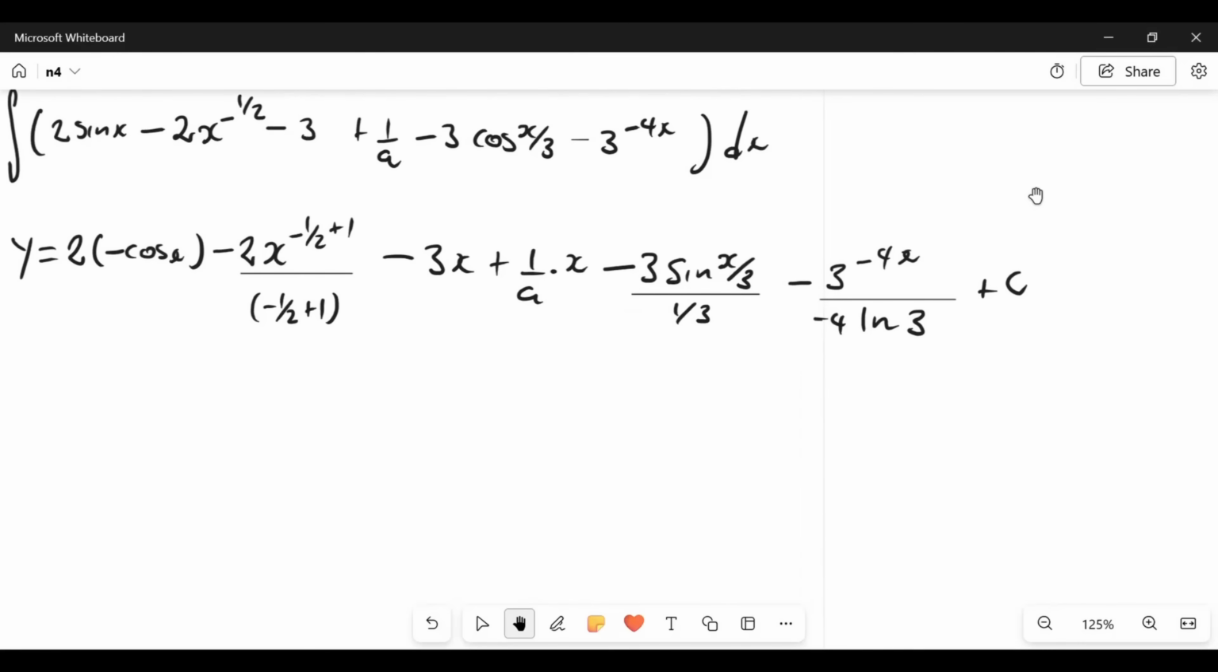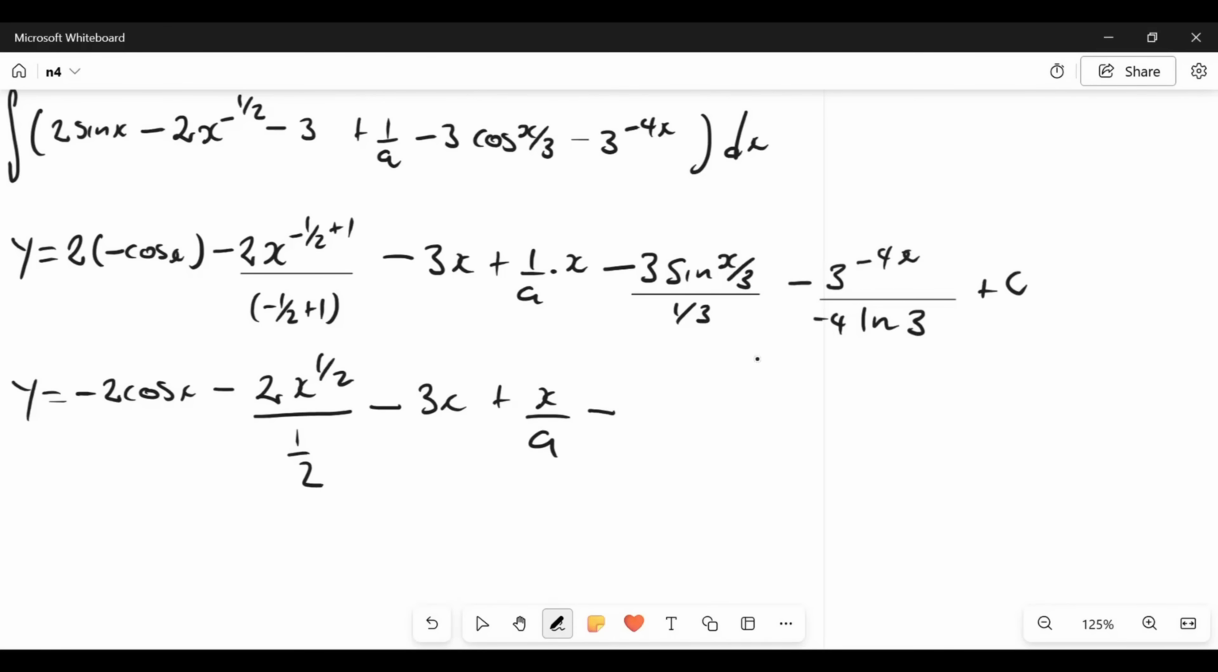Right. So let's continue. Now, if we start with the first term here, we know that we have to multiply these 2 with negative cos x. So our answer is going to be negative 2 cos x for the first term. The second term, we have to simplify it further. We have negative 2x to the power of half divided by half. There we go. Minus, we have 3x plus x over a minus, we have 3 sine x over 3 divided by 1 over 3 as well.